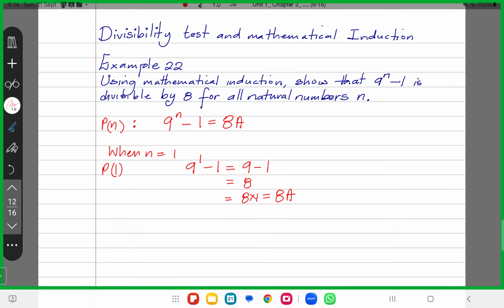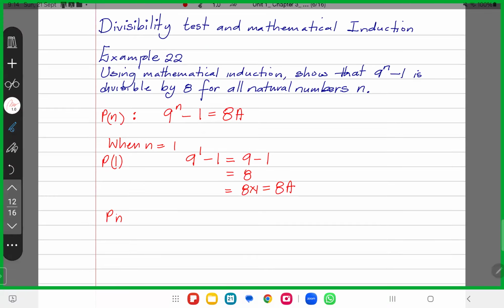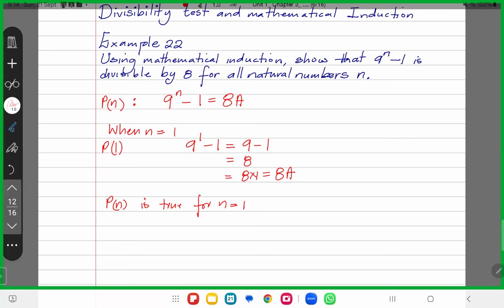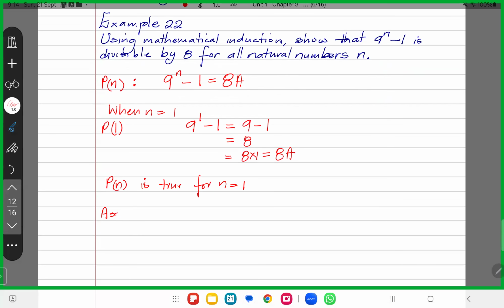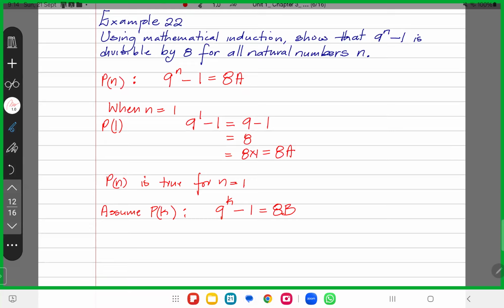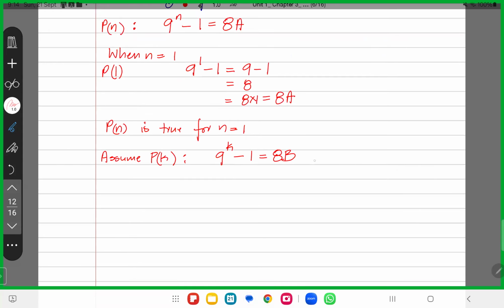So now I can say Pn is true for n is equal to 1. Next, I'm going to assume that Pk, which is the statement 9 to the power k minus 1 is divisible by 8. So that means it's equal to 8 multiplied by a whole number, b. We're going to assume that this statement is true.